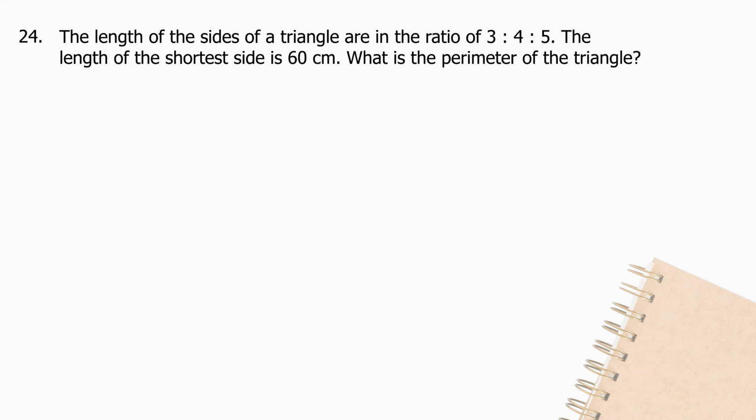Question 24. The lengths of the sides of a triangle are in the ratio of 3:4:5. The length of the shortest side is 60 cm. What is the perimeter of the triangle?